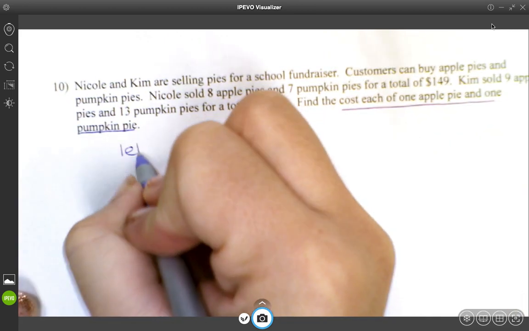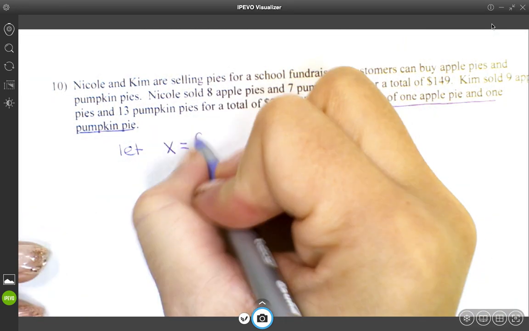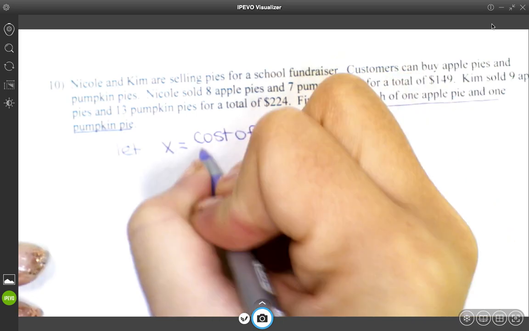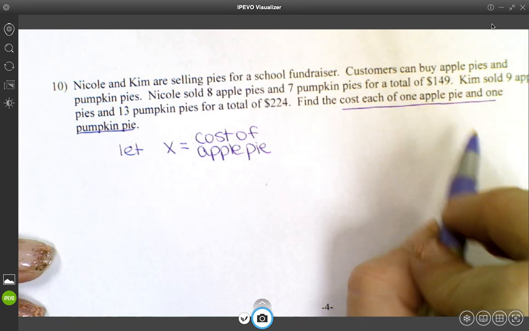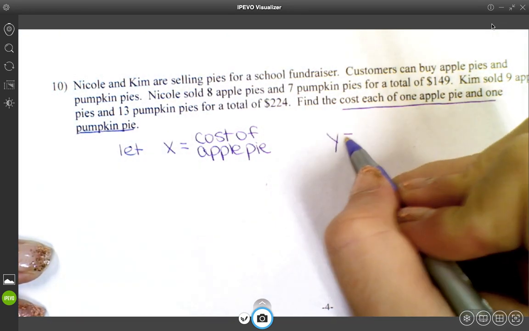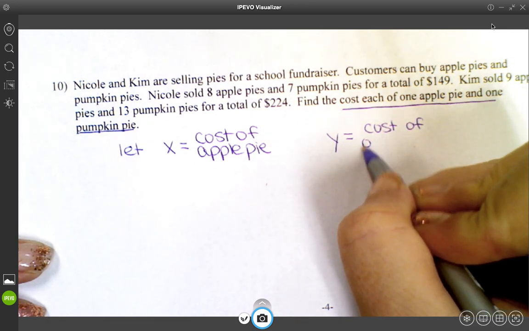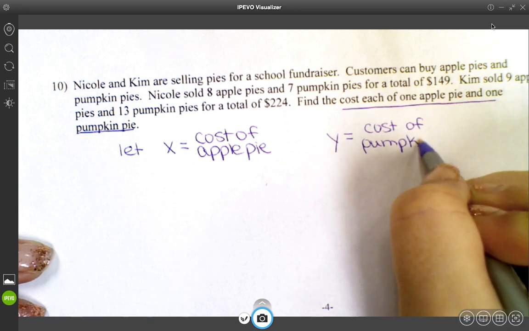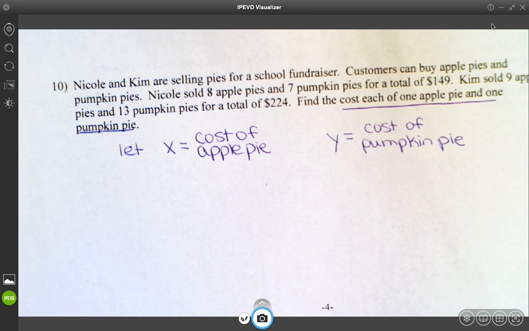So we're going to let X, do you guys want X to be the cost of the apple or the pumpkin? Pumpkin. All right, cost of apple pie. And I honestly just wrote apple because that's what I saw first. And then I'm going to let Y equal the cost of pumpkin pie. All right, so this time we have 2 scenarios. We have 2 people selling for 2 different totals. So let's write Nicole's equation first.